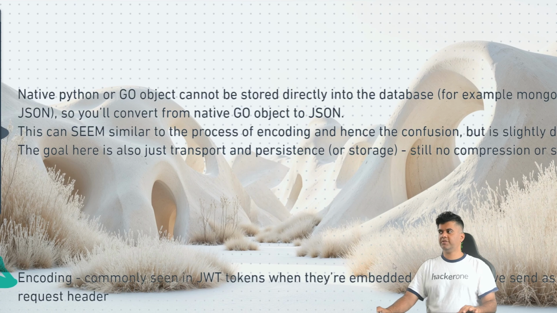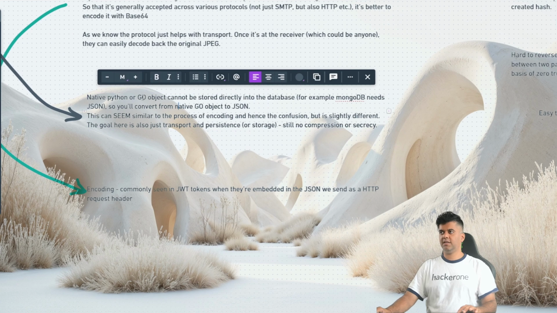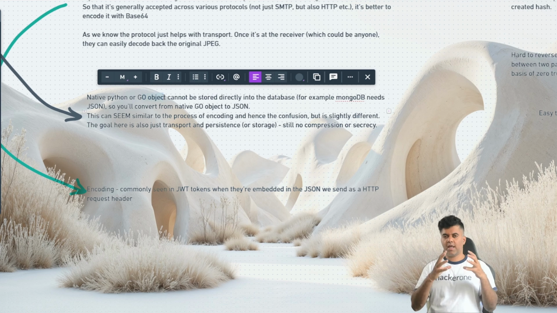Now, if you've seen any of my Golang videos, you've seen that I have these Golang objects, which only Golang understands, but then I have to store them in a database. Now, the database does not natively understand Golang objects. It just understands JSON or some other format. So how do you get from the Golang object to something like JSON? That's how serialization works. So you'll convert from native Golang to JSON.